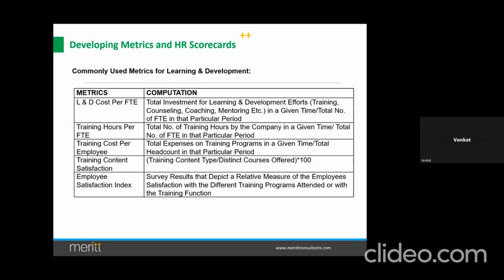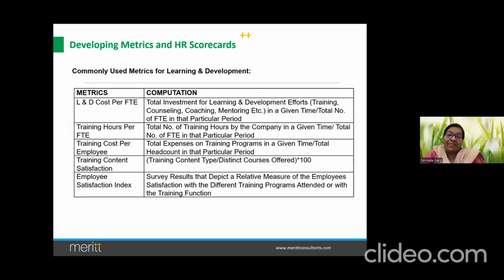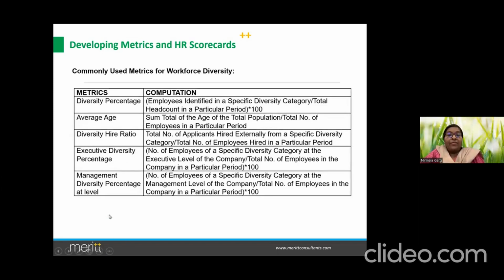measure the satisfaction. It has four levels and how you can actually track them. Then employee satisfaction index, I'm sure you know how to track them. We'll do one more metric so that we save time for the next time.